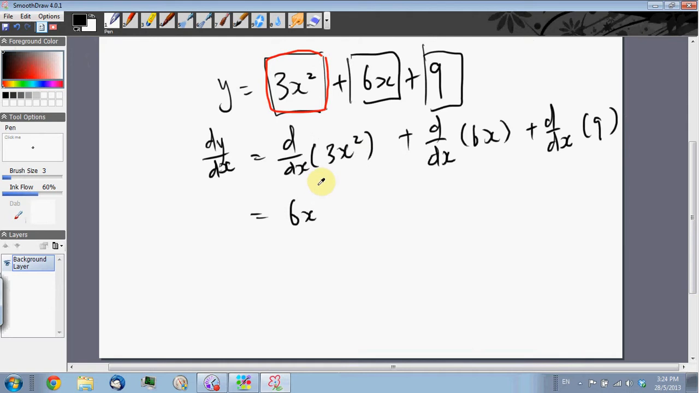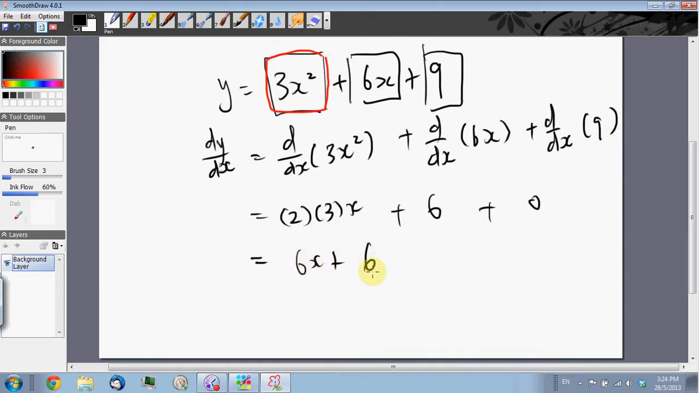So let me just write out in steps. Bring the power down, remain the coefficient, x, decrease the power, this is just x, plus, remember, plus 0, because differentiating constants gives you 0. Okay, so you get 6x plus 6.